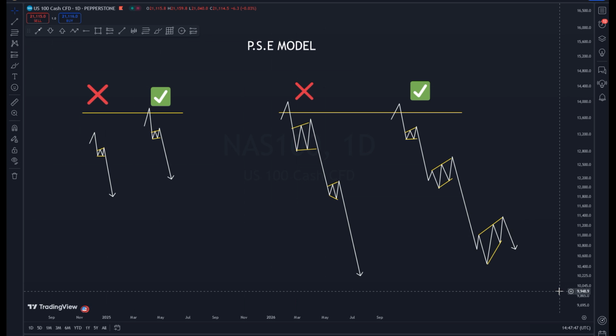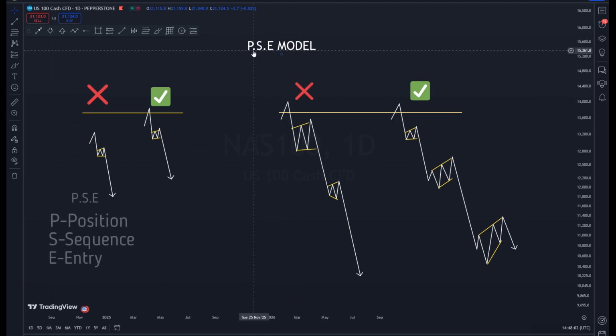I would like to share with you a very important lesson I have learned through the Falcon mechanics. Okay, so this is part 5, guys. Part 5, our entry mechanics. We have this technique, guys, that we use called the PSE, meaning position sequence entry model.